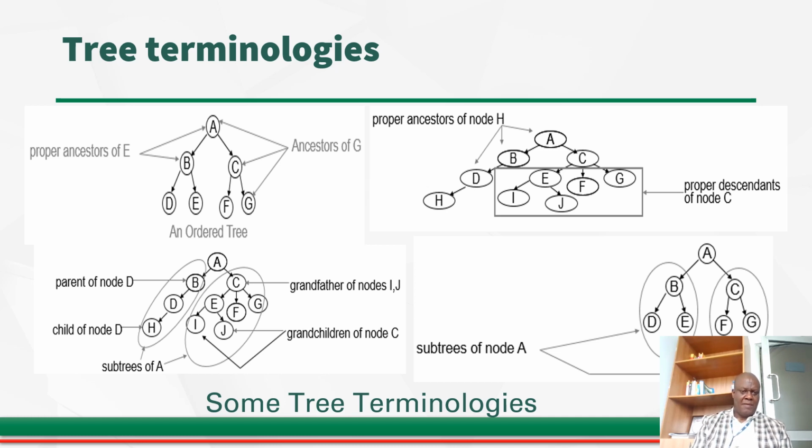You see it now: the proper ancestors of E, ancestors of G. Then you look at the tree on the right: proper ancestors of node H, proper descendants of node C, and then parent of node D on your left, child of node D, grandchild, grandfather of node I, J, and grandchildren of node C. Then you see the right subtrees of node A. They are all labeled.